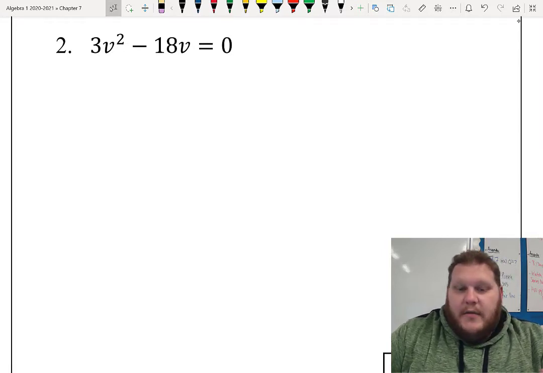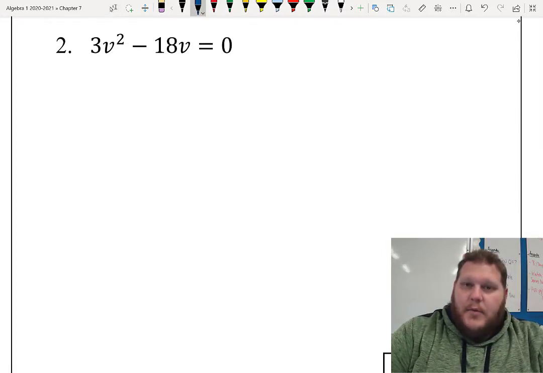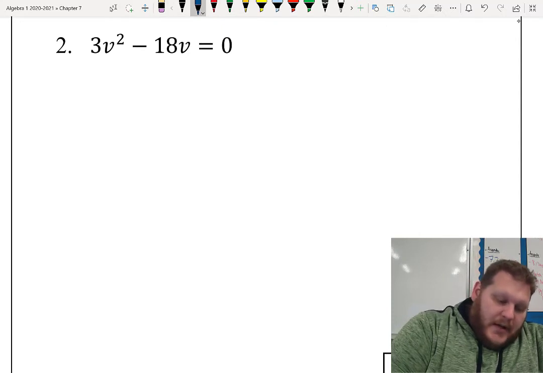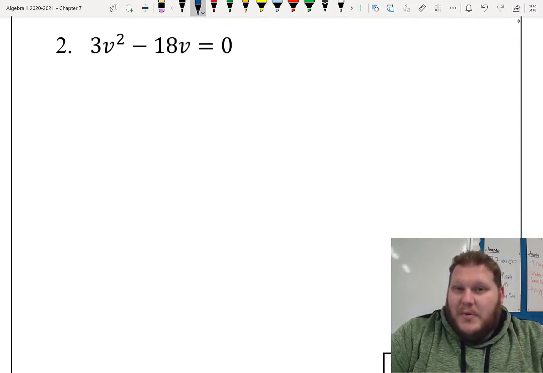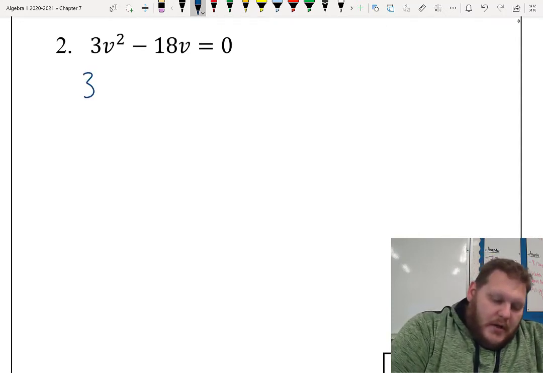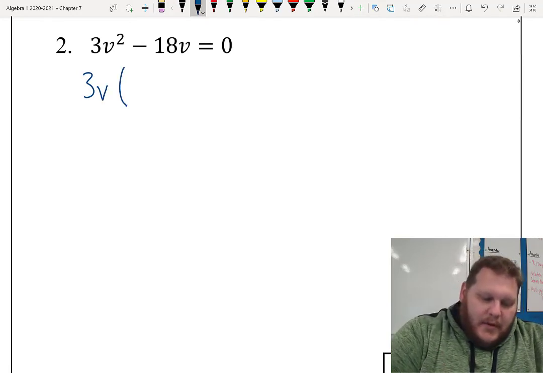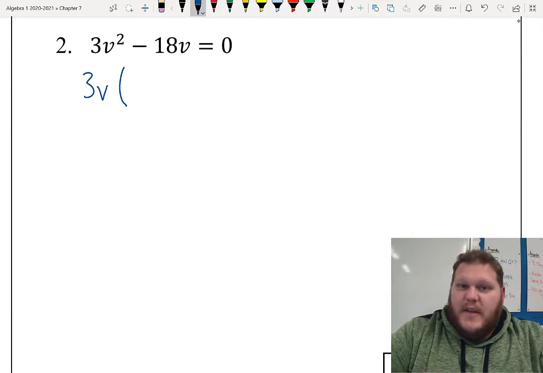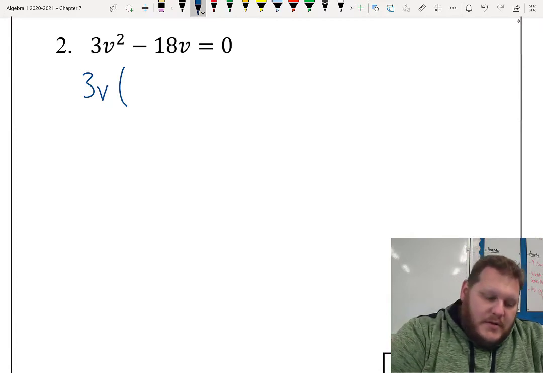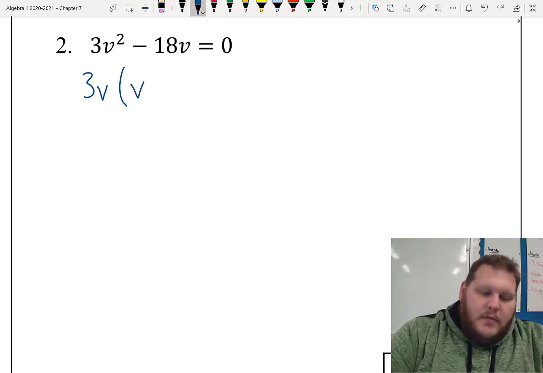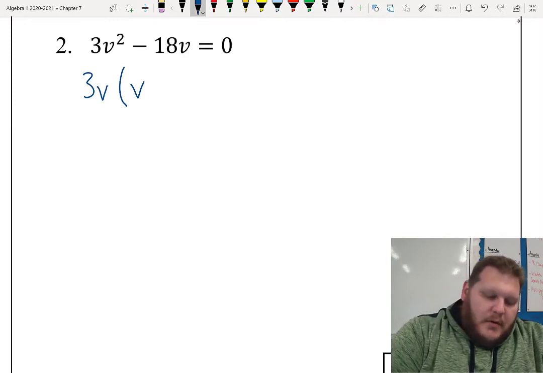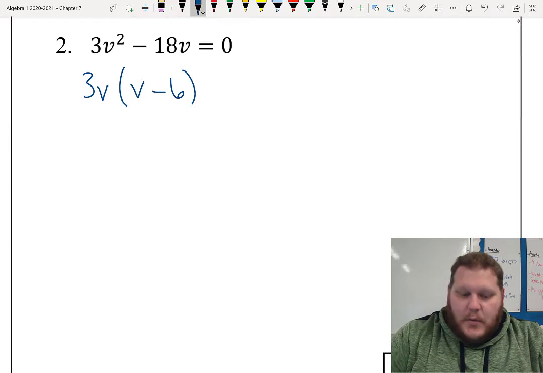Now I have not only v in common between my 2 terms, but both of them are multiples of 3. So 3v is my GCF. To factor that out, I'm looking for what I would multiply 3v by to get back to my original terms. So 3v times v would be 3v squared. 3v times negative 6 would give me negative 18v.